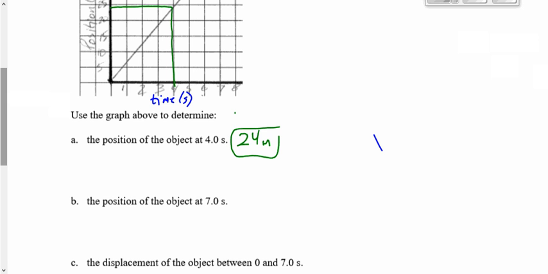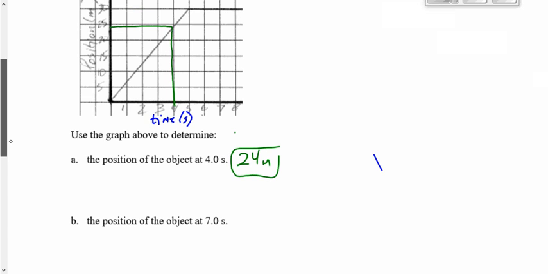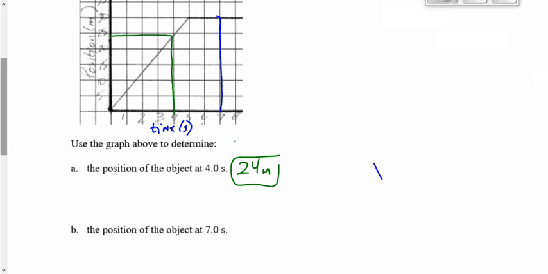The position at 7 seconds is also up and over. At 7 seconds, we're going to go up and over. That's going to be exactly 30 meters. There's no uncertainty or ambiguity with that one. Exactly 30 meters. All right, next one.